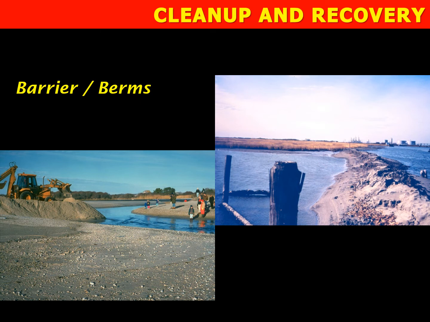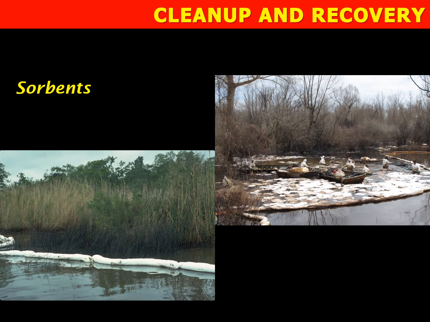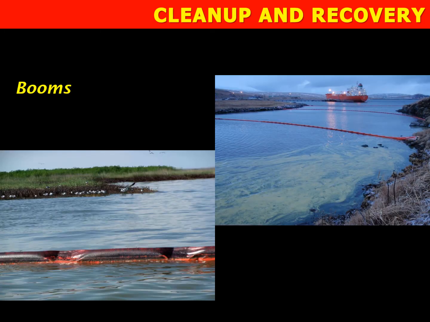Several methods can be used for cleanup and recovery if oil pollution occurs, such as building a barrier or berms to block the oil from entering an aquatic environment, for example, a river. Sorbents also can be used to absorb the oil. Normally these sorbents absorb oil on the surface water. We also can place booms in the affected area. These booms help to keep the oil from spreading to other areas.